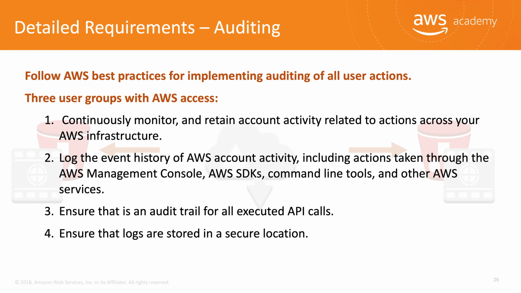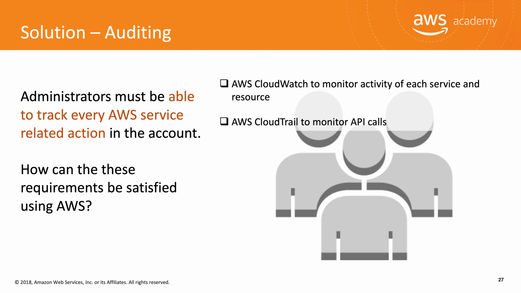The next part is the detailed requirements, the auditing. All the logs and customer activity are very important for the engineers and for the company to investigate, to better grow in the future. This is the reason why we need CloudWatch and CloudTrail, because CloudWatch can monitor activity for each service and resource, and CloudTrail can monitor the API calls. In this way, we can understand from the code level how the architecture can be better designed and implemented in the future.